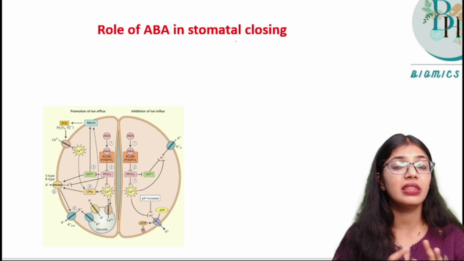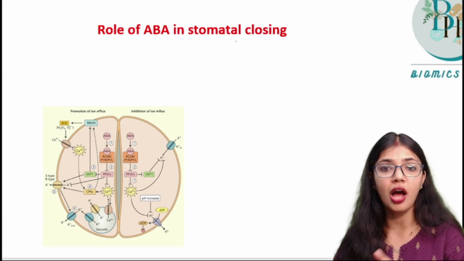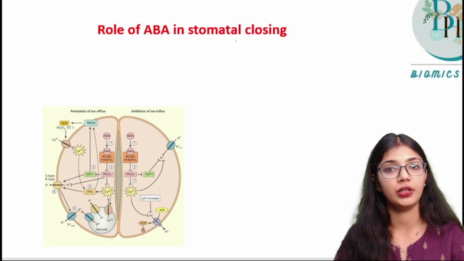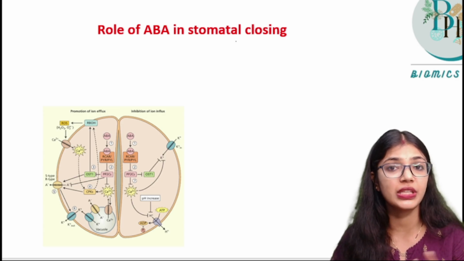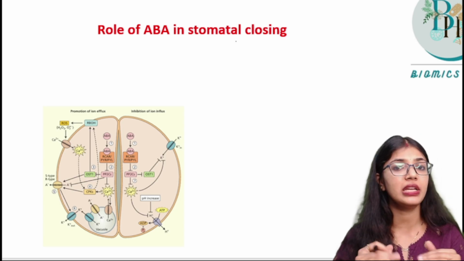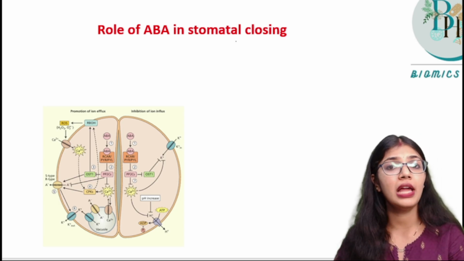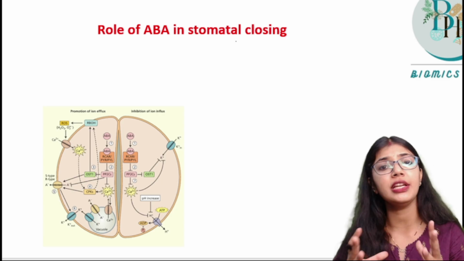So what happens when the plant is in the drought condition? How is this transpiration being controlled? This transpiration is controlled by closing the stomata. When the stomata is closed, it has less chance to help in the process of transpiration. So how is it being controlled?